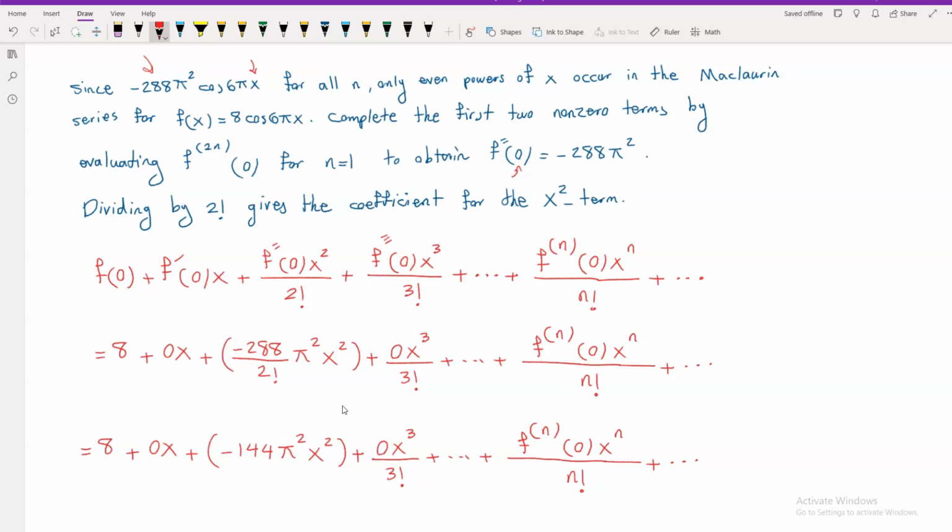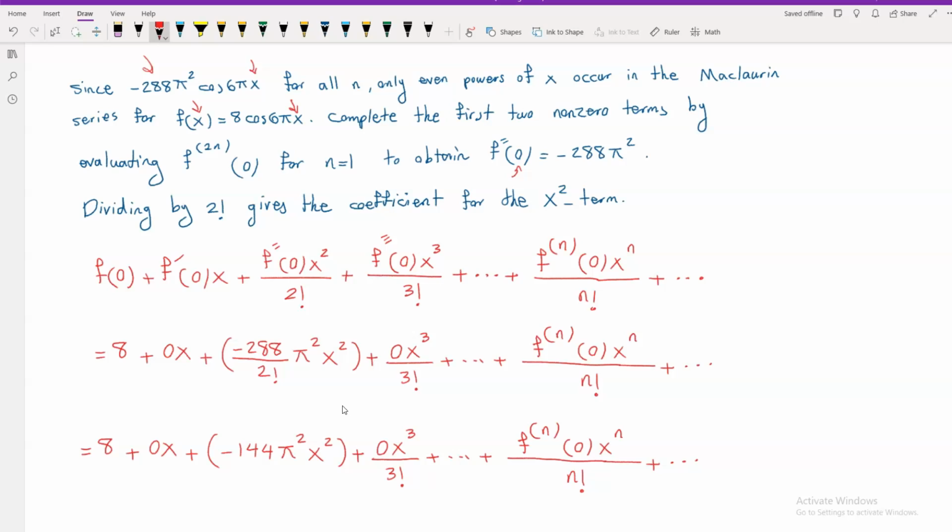So what we have here for Maclaurin, we have f of 0 plus first derivative times x plus second derivative times x squared divided by 2 factorial plus third derivative multiplied by x cubed divided by 3 factorial plus dots plus n derivative multiplied by x to the n power divided by n factorial plus dots, because this goes to infinite. And this is equal to, so f of 0 is equal to 8. So using 0 here on this part, meaning that we're going to have cosine 0. Cosine 0 is 1. 1 times 8, we have 8.